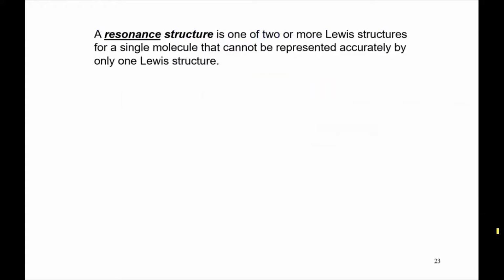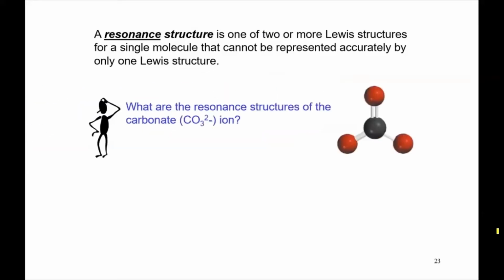So what we do is we draw what is called a resonance structure. It's essentially a group of 2 or more Lewis structures to represent a single molecule that cannot be represented accurately by only one Lewis structure. So for example, we said that when we drew the carbonate ion, the structure we drew had one of the oxygens forming the double bond with the carbon, right?